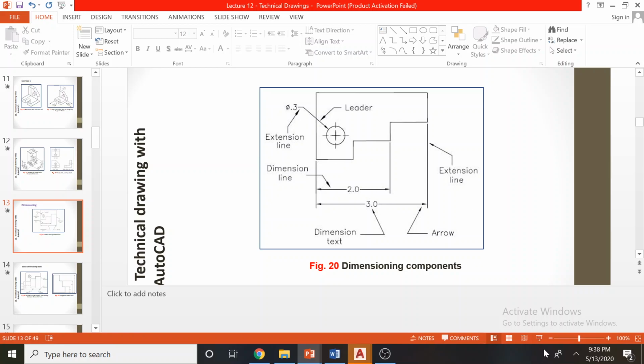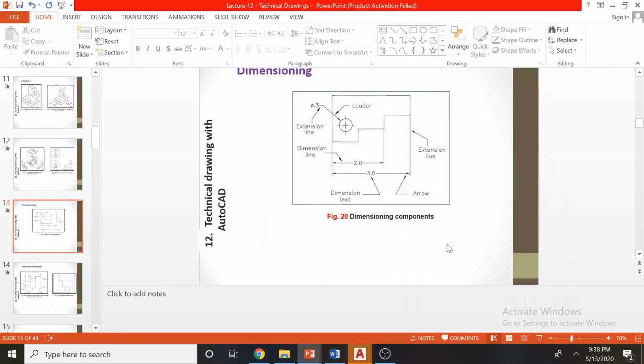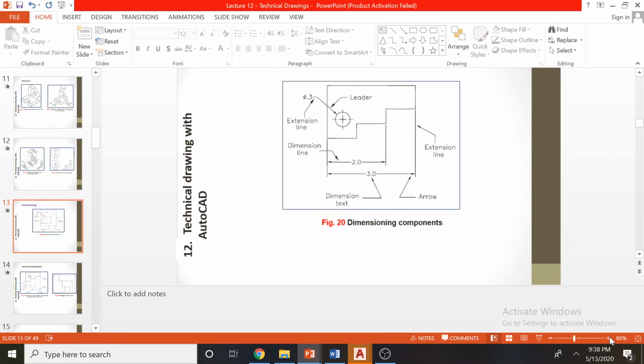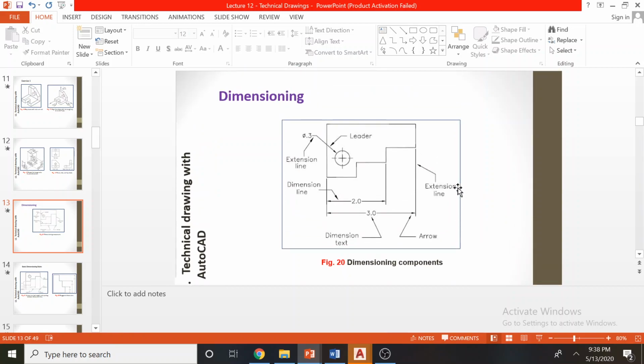Now we look at some theory about dimensions. We have actually placed dimensions in AutoCAD. So we already know these terms: leader, extension lines, dimension lines, arrows, dimension text. This terminology is really important in terms of using the software correctly.